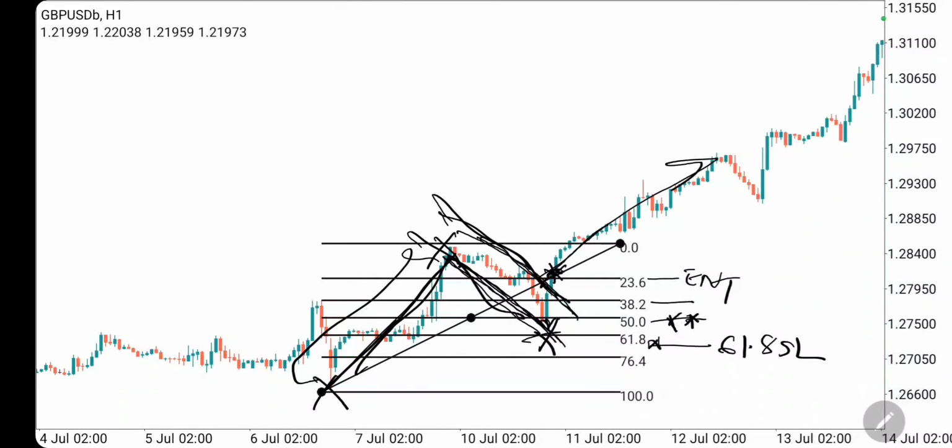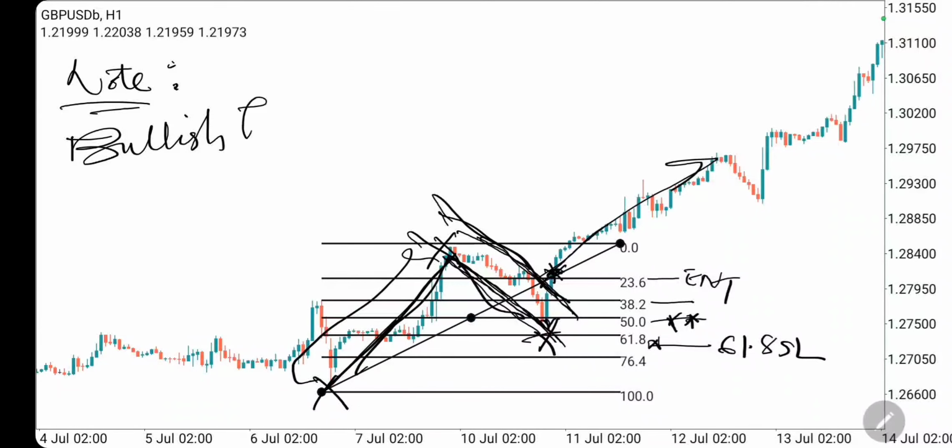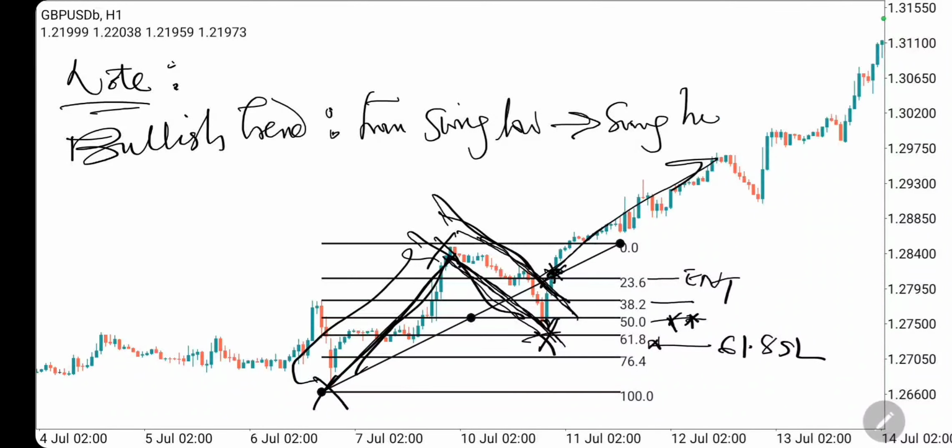All right, so just note things you need to note. Note that if you are drawing the Fibonacci for a bullish scenario, in a bullish trend, you draw the Fibonacci from swing low to swing high. All right, because you are buying, you are moving up, you are drawing from low to high, you are buying.